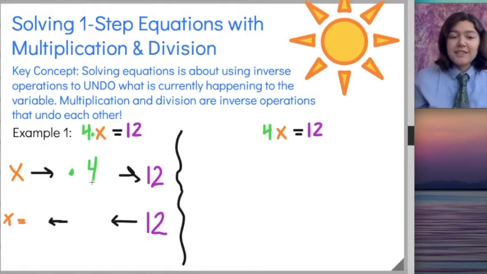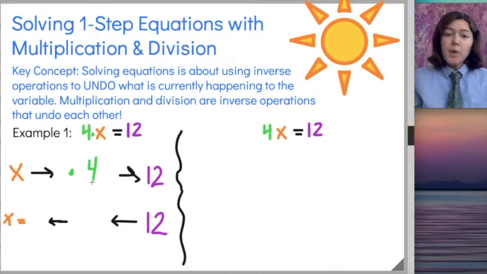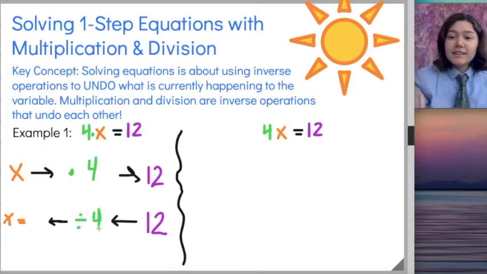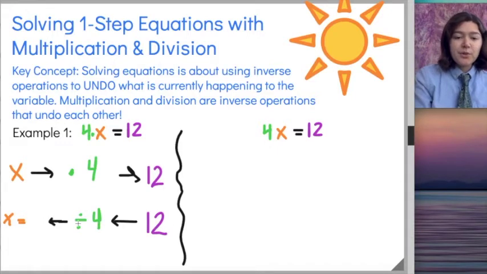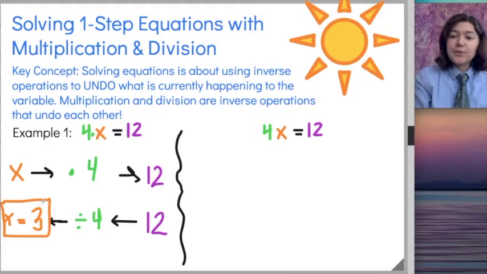So we're going to ask ourselves, how do you undo multiplying by 4? Well, how do we undo multiplication? What's the inverse operation of multiplication? Division. So to undo multiplying by 4, we need to divide by 4. Okay? And that's going to actually end up giving us our answer. So we're going to go in this backwards order. We're going to take 12, divide by 4, and that's going to give us our value of x. So what is 12 divided by 4? 3. So that is our solution here, x equals 3.